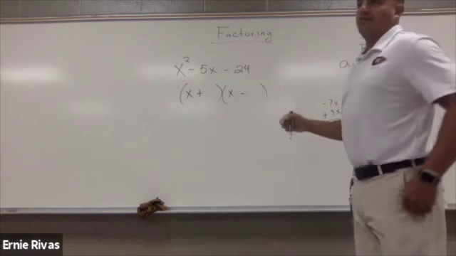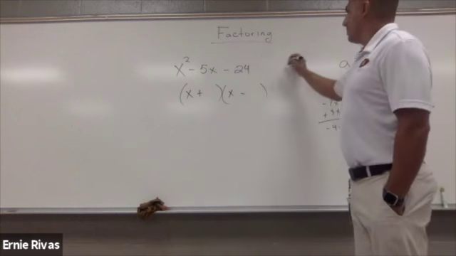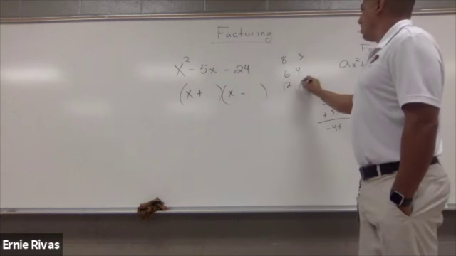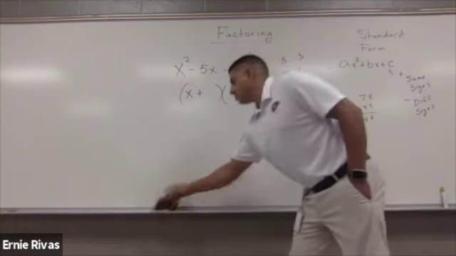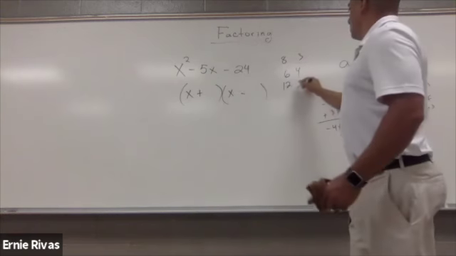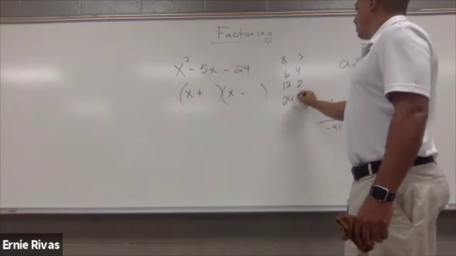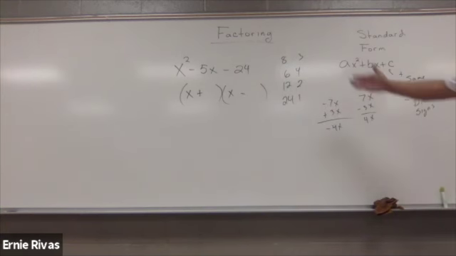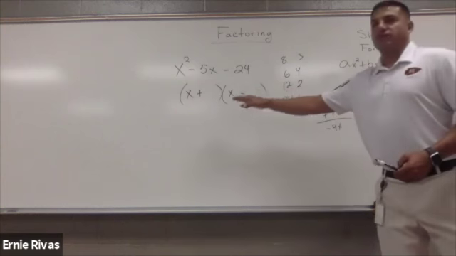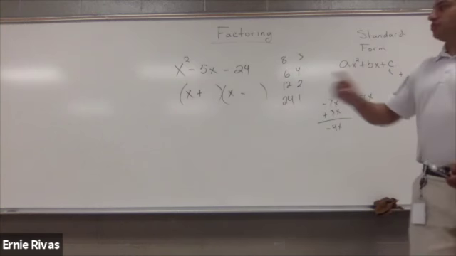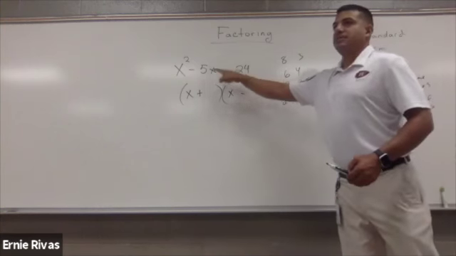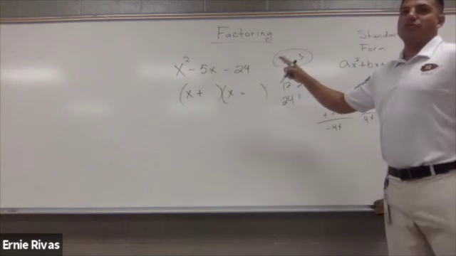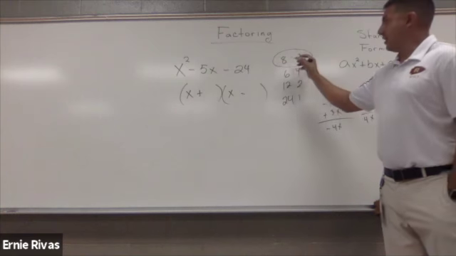What numbers multiply to give us negative 24? 8 and 3, 6 and 4, 12 and 2, and 24 and 1, right? So now, these are all the possible numbers we could fill in here. Which of those subtract to give us negative 5? 8 and 3. But if it's negative 5, which one has to be negative? The 8.